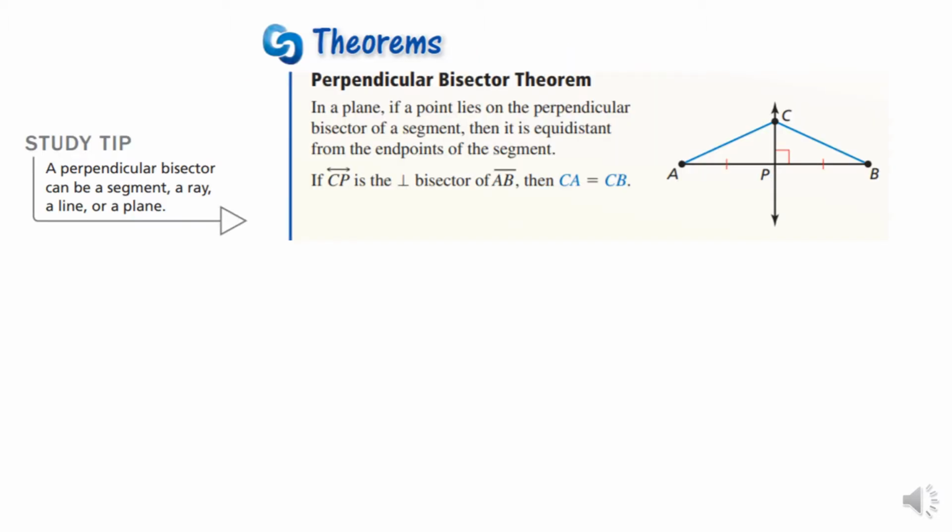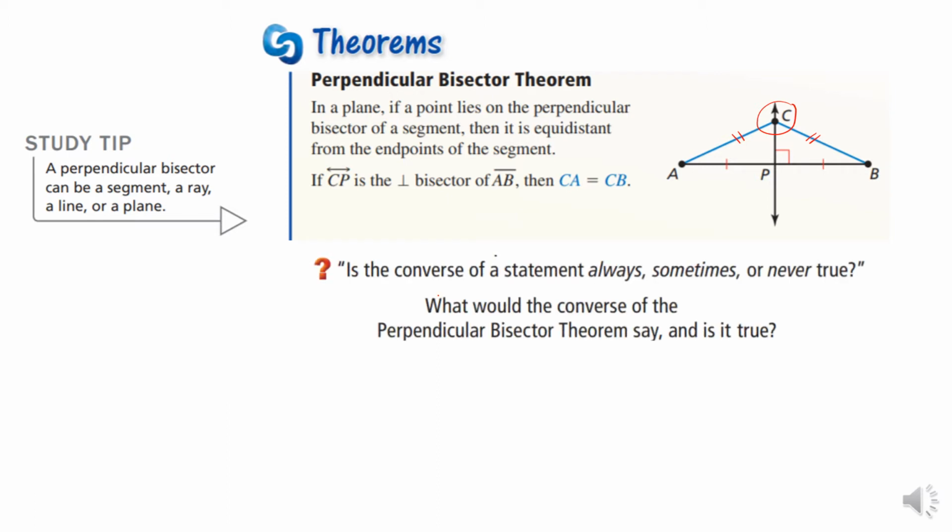Okay, so the perpendicular bisector theorem is: in a plane, if a point lies on the perpendicular bisector of a segment, then it is equidistant from the endpoints of the segment. So it's taking the point and saying if it's on the perpendicular bisector, then this distance is the same. Okay, so given the point, the distance is the same.